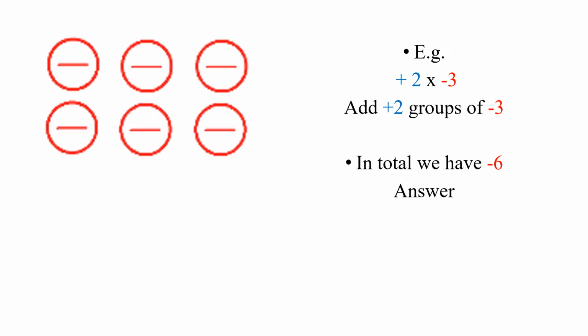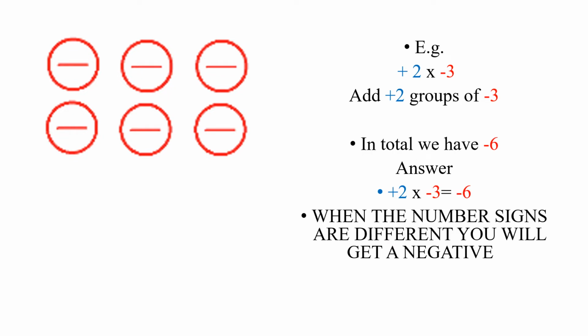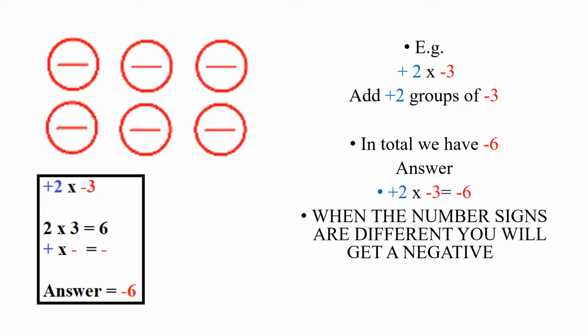So our answer now would be that plus 2 by negative 3 is negative 6. So what we're seeing happening here is that the number signs were different, plus and minus, and we end up with a negative. So when the number signs are different, you will get a negative. So our working could look like what we have on the left there now.